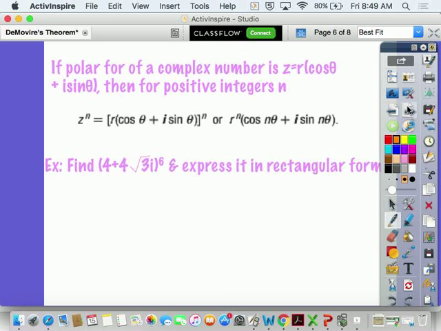If the polar form of a complex number is z equals r cosine theta plus i sine theta, then for all positive integers n, this only applies to positive powers, you have your formula, which is DeMoivre's theorem: r cosine theta plus i sine theta raised to the n, as you saw in the proof. So anytime you're trying to do higher powers of complex numbers in polar form, you can just apply DeMoivre's theorem instead of multiplying the complex number by itself six times. This is kind of like a shortcut.